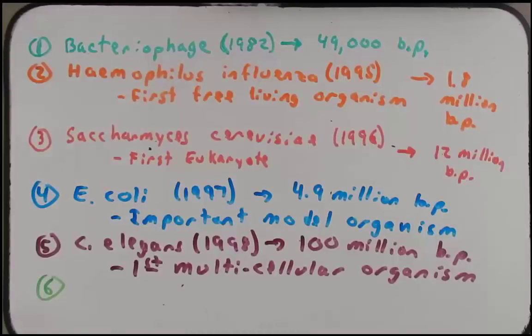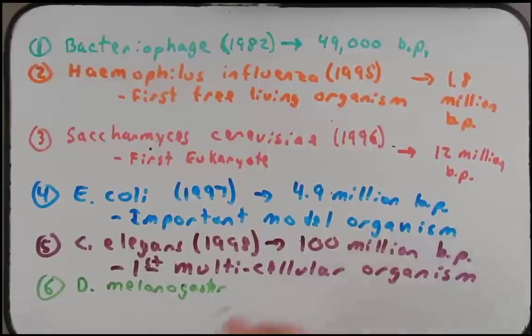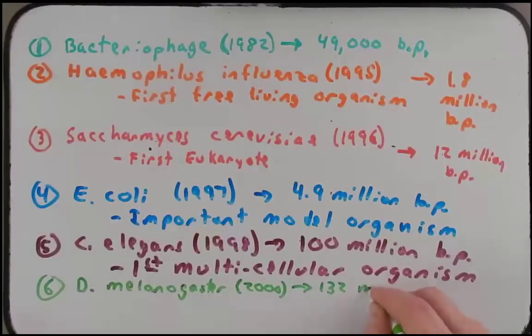The sixth one I want to mention is, shortly after C. elegans, Drosophila melanogaster was sequenced, and that was done in 2000. It was 132 million base pairs. Now, it wasn't the first multicellular organism sequenced, but it was an important one for the same reason that E. coli was. Fruit flies have historically been, and continue to be, a very important model organism to understand genetics. So this was an important one to get sequenced.